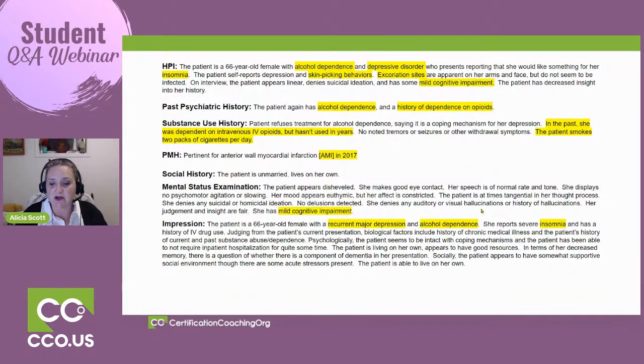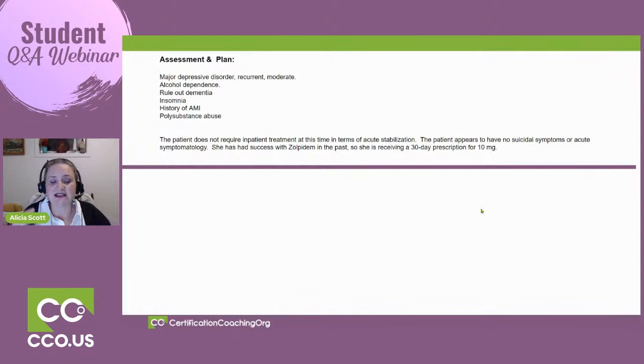All right, so we got alcohol dependence and insomnia. So the assessment and plan, these are the diagnoses that the provider is stating. Major depressive disorder, recurrent, moderate. All right, so we have MDD, which is the abbreviation for that, and recurrent, meaning it's an F33 code.